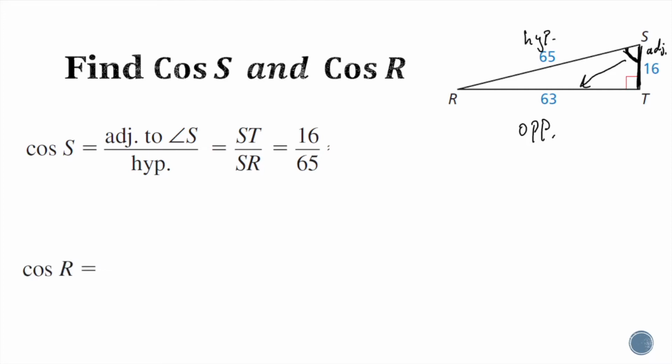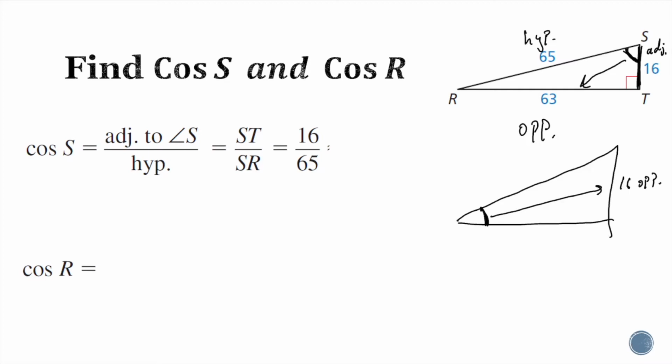Now, cosine of R. We have to remember again that this is my reference angle and the opposite side is 16. The adjacent side is 63. And the hypotenuse is 65. Take the time, see if you can try to figure this out.